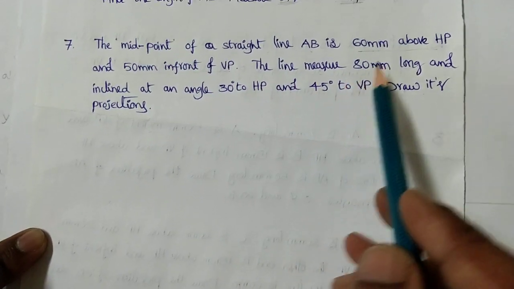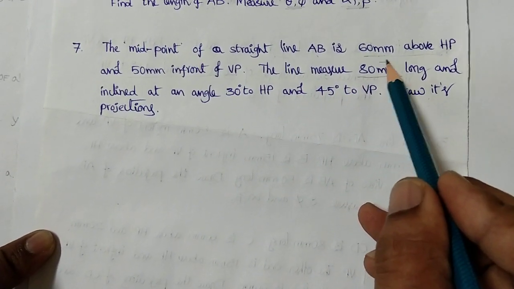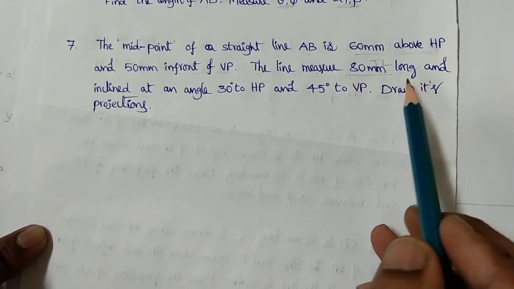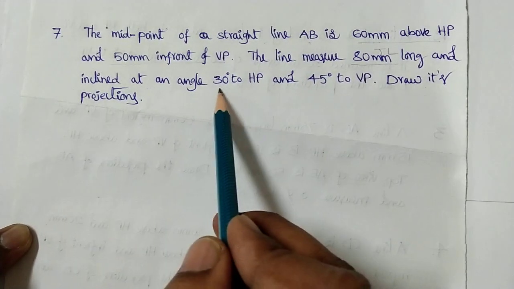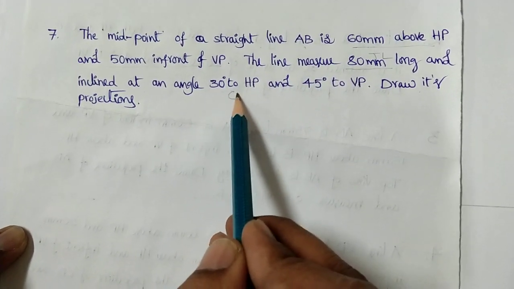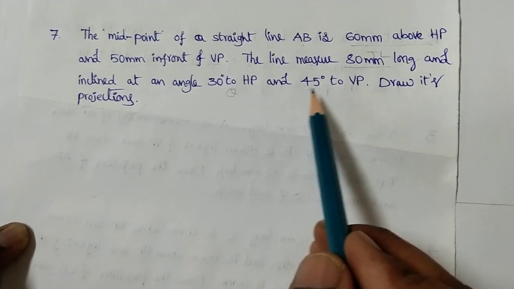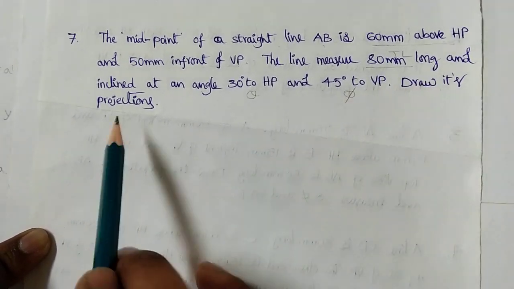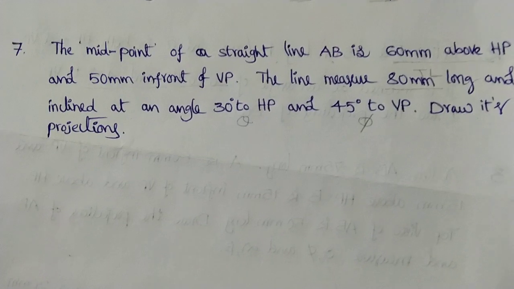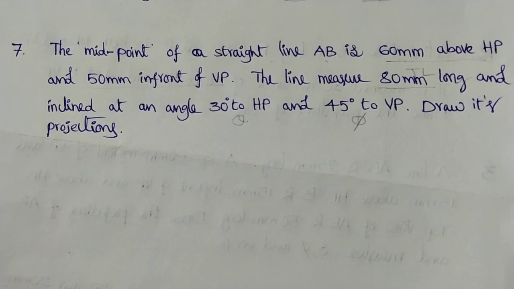The line measures 80 mm long. That means that is the true length of the line. And it is inclined at an angle of 30 degrees to HP. The line is 30 degrees inclined to HP, that is denoted by theta. And 45 degrees inclined to VP, that is denoted by phi. Draw its projections. This is about the given details of this particular problem.